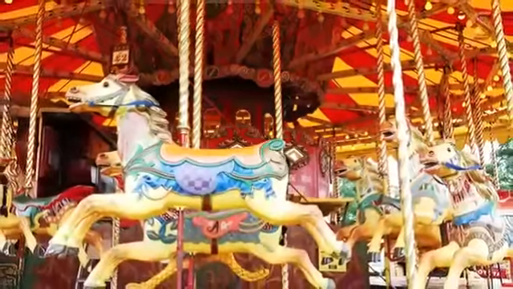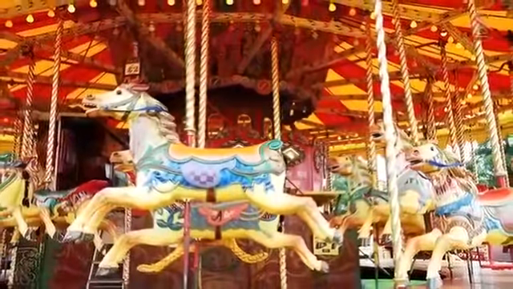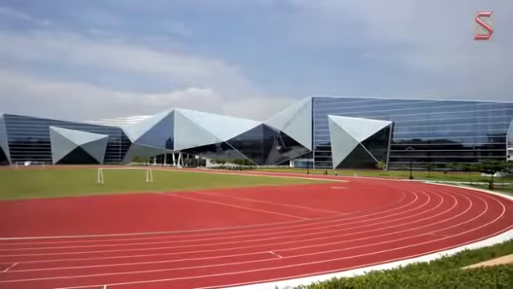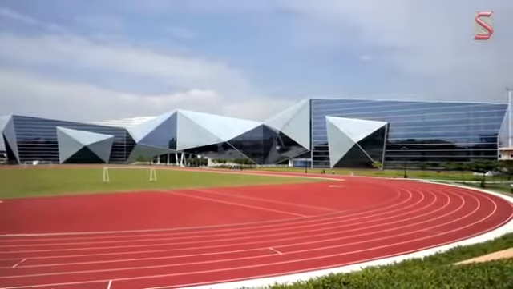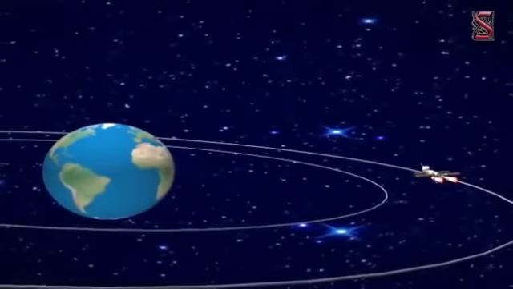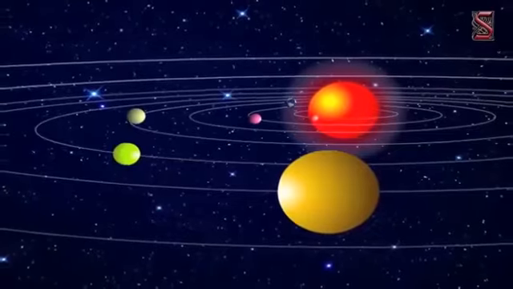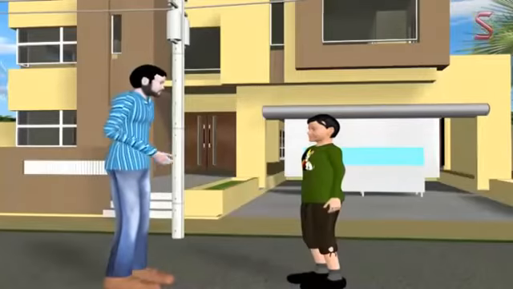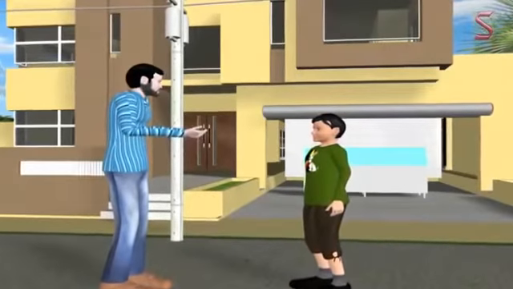Here are some. A merry-go-round with constant speed. An athlete in a race running in circular path maintaining consistent speed. Artificial satellites moving around the Earth. Earth moving around the Sun. We now come to the end of this lesson on motion.